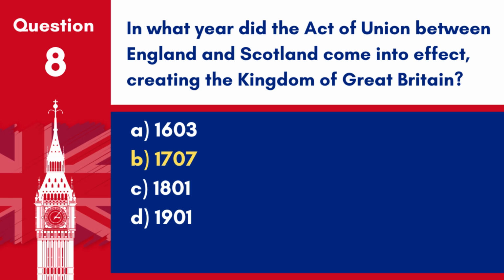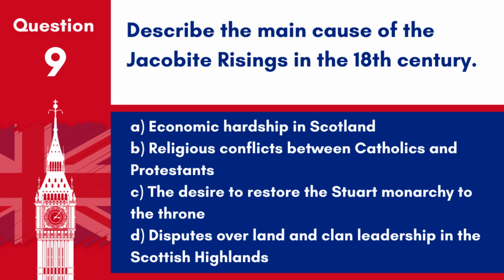Answer: B. 1707. The Act of Union 1707 came into effect, unifying England and Scotland into the single Kingdom of Great Britain. Question 9. Describe the main cause of the Jacobite risings in the 18th century.